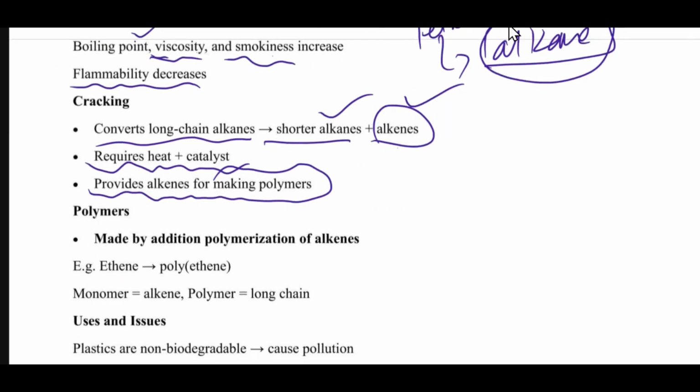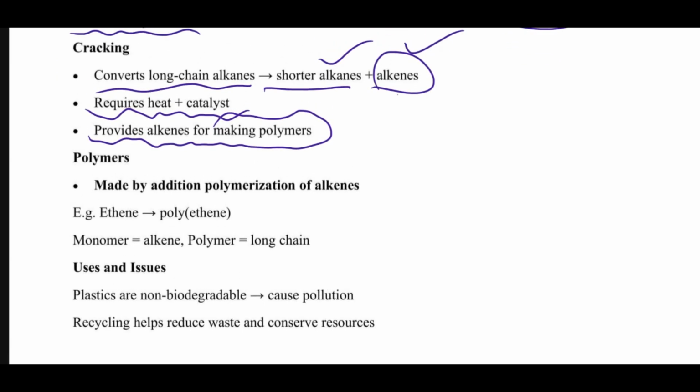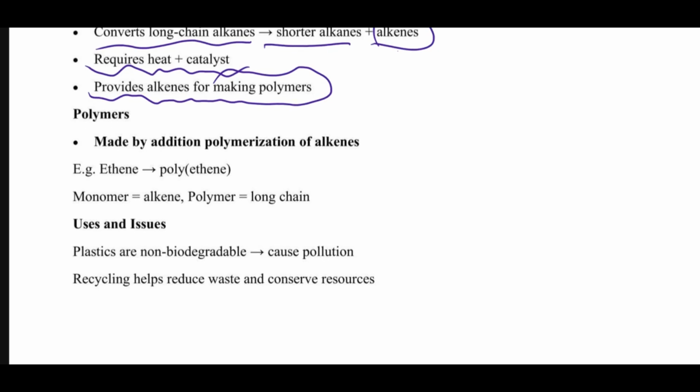Now from these alkenes, we can also make polymers. So what are polymers actually? Polymers are long chains of monomers attached together, making a large compound with millions of monomers. We call it a polymer. Poly means multiple, so it is made up of multiple monomers. There are two types of polymers. First, polymers that are made by addition reactions.